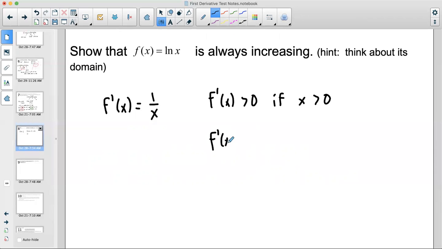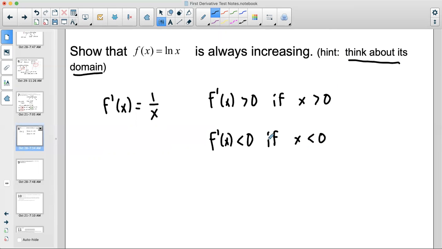But I can say f prime of x is less than 0 if the bottom is negative, then this is negative, right? If I plug in -1 for x, then the derivative is -1, so it's less than 0. So how is it that I show that it's always increasing if the derivative can be negative? And the answer is right here.